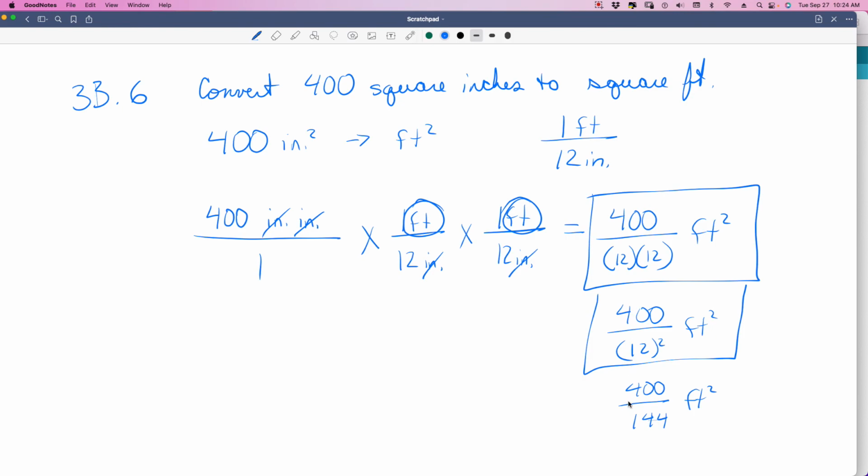All right, and that is the last practice problem that we have for lesson 33. So I will see you in lesson 34. If you have any questions about converting area, because this is what we're doing, please reach out and ask me for help, and I will be here for you. And that's all I have.